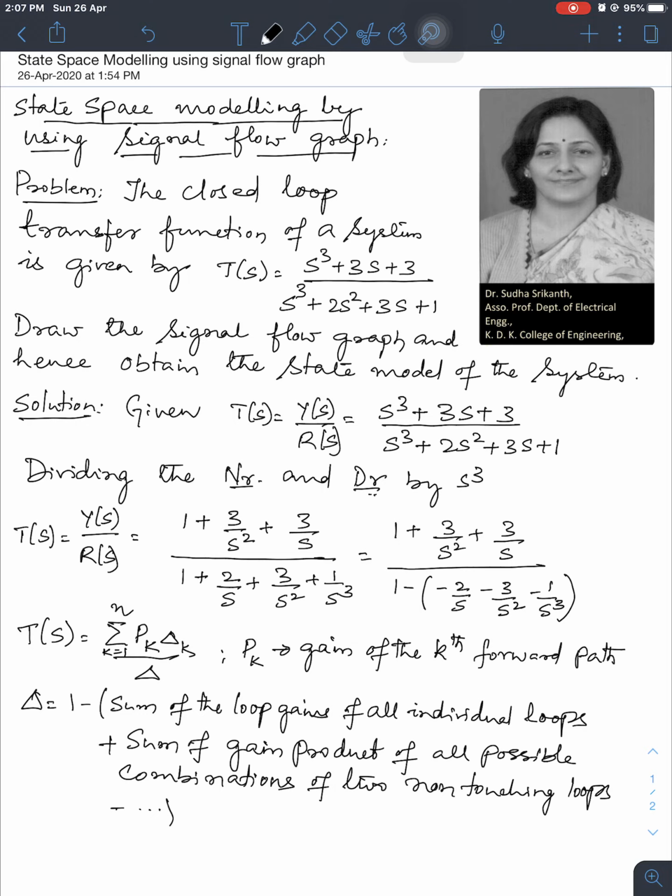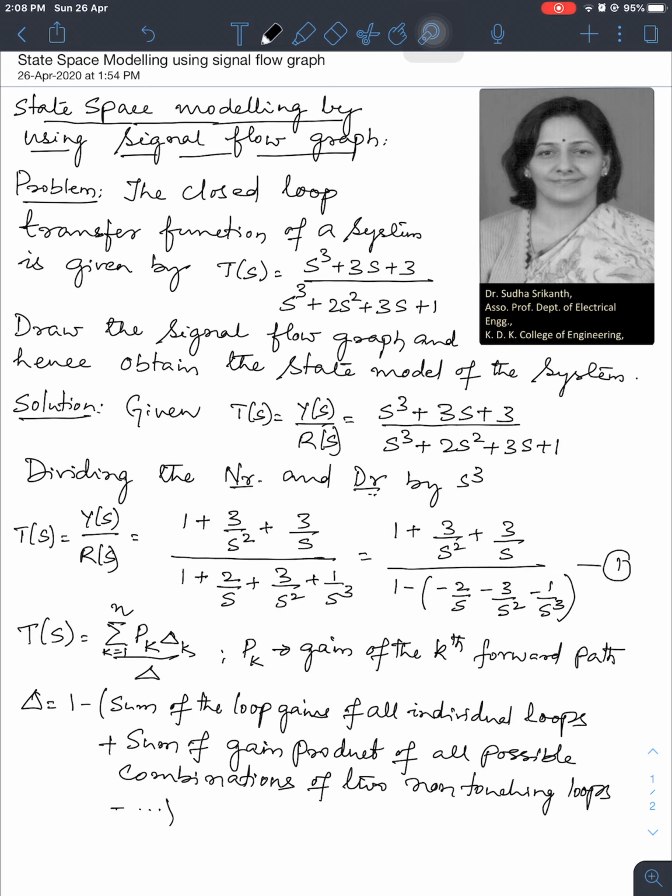So we may have to identify the forward paths, and we normally identify the loops, their gains and then non-touching loops, etcetera, and we apply Mason's gain formula and get the overall gain of the system. This is something we are familiar with. Now what we do is go back from the overall transfer function to the signal flow graph. How is that done? We will call this equation 1.